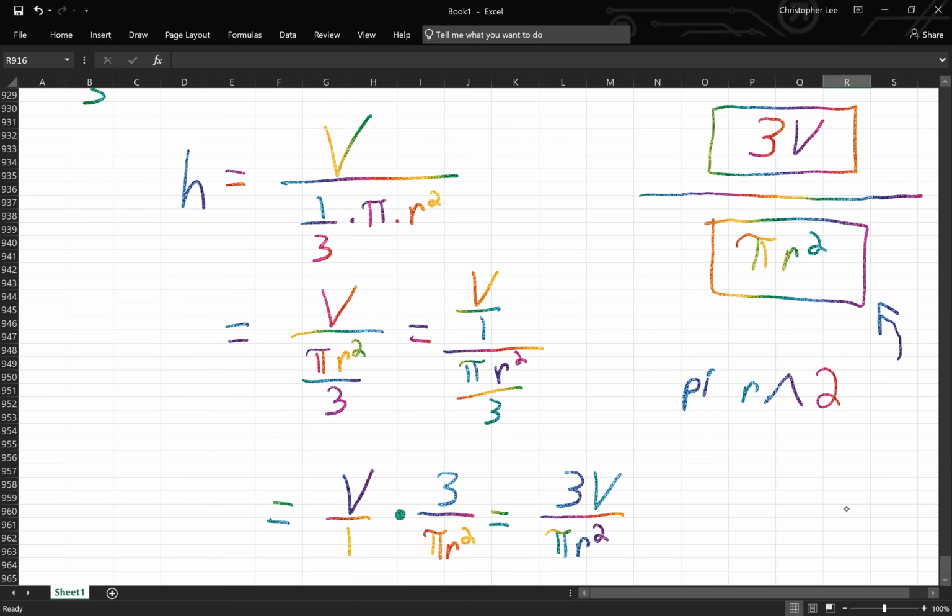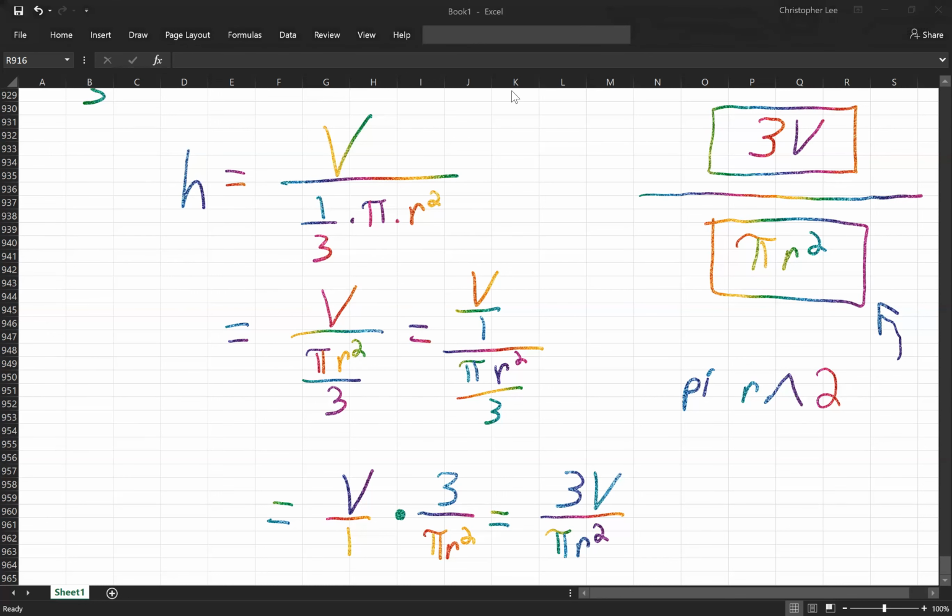Any questions? We're just solving for a variable here. Nothing fancy. No math involved. We're just moving around letters and making it appropriate. All right. There's no questions about this.